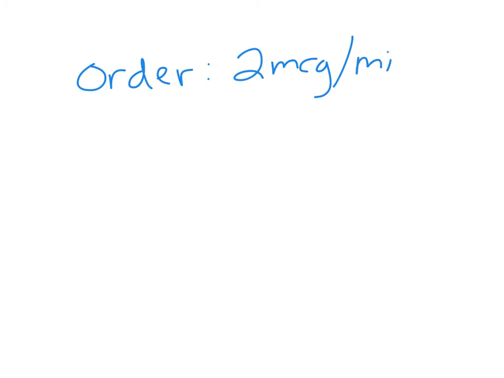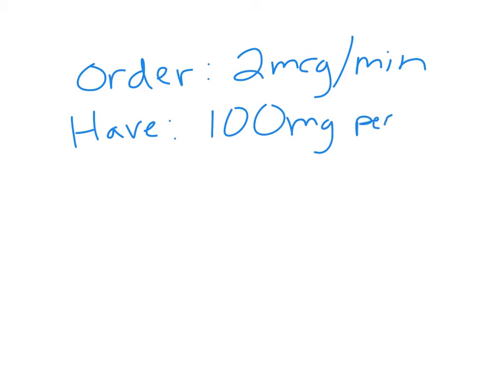Okay, so another situation. Let's say the doctor has ordered 2 micrograms per minute. We have a medication that comes, let's say, 100 milligrams per 250 milliliters. I just made this up, so I don't know how this is going to work out. But once again, how would we set the infusion pump in milliliters per hour?